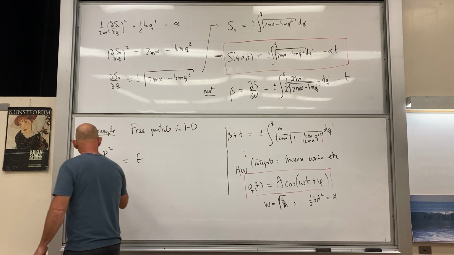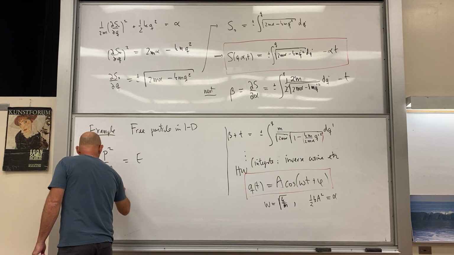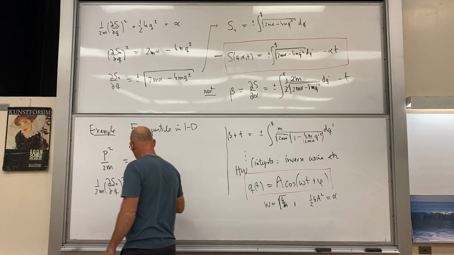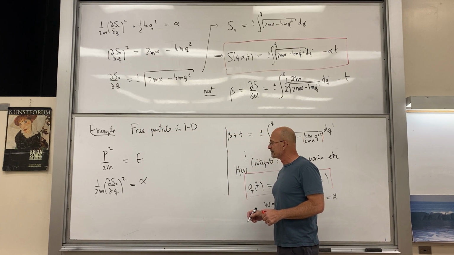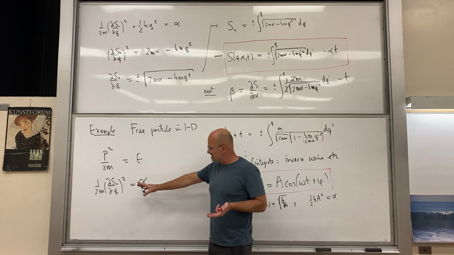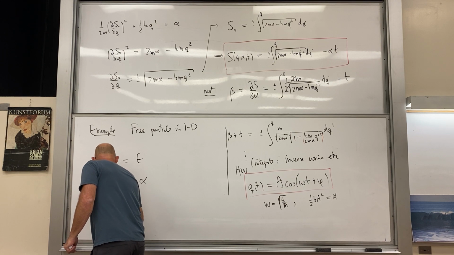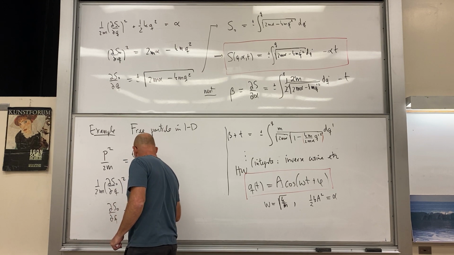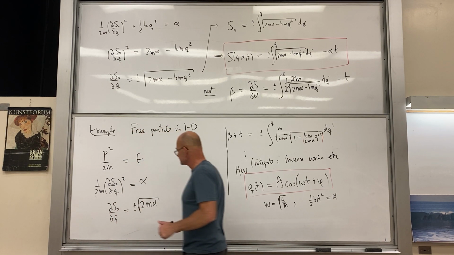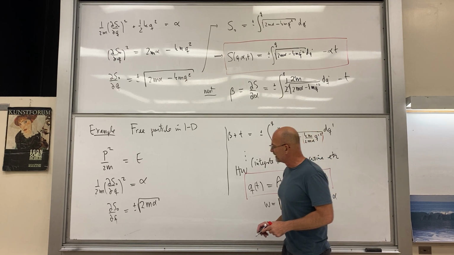We can therefore write 1 over 2m times dS naught dq, squared, is equal to, we'll go ahead and call the energy alpha again. And now this is a differential equation, so dS naught dq is equal to plus or minus the square root of 2m alpha.